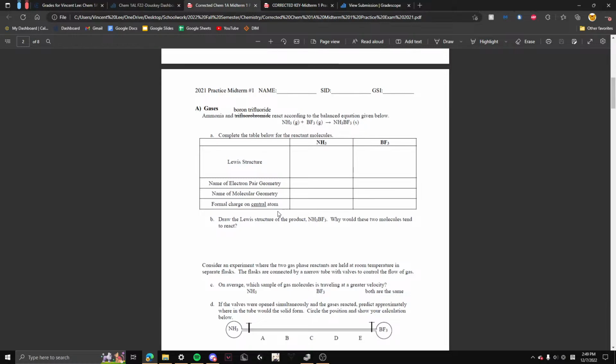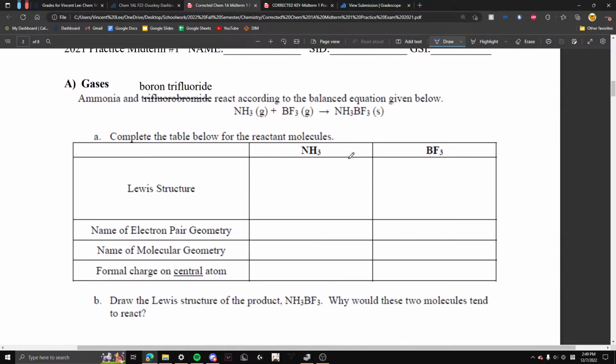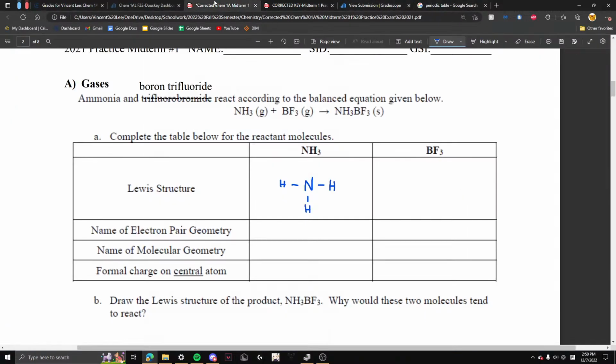Practice midterm number 1. This should look familiar to you because you probably did it before, but we're just going to review it. And I'm going to draw all over it, and hopefully it looks good. Okay. Lewis structure for NH3. N is probably the center one, and then we just draw the hydrogens. And if I pull up a periodic table, we also have to keep in mind the formal charge. N has 5 valence electrons, so we have 1, 2, 3, and then 4, 5.